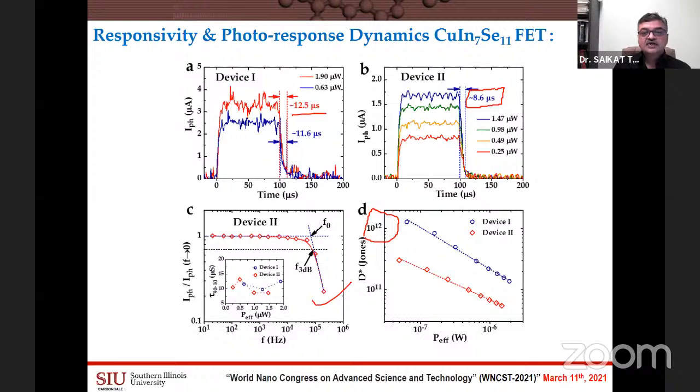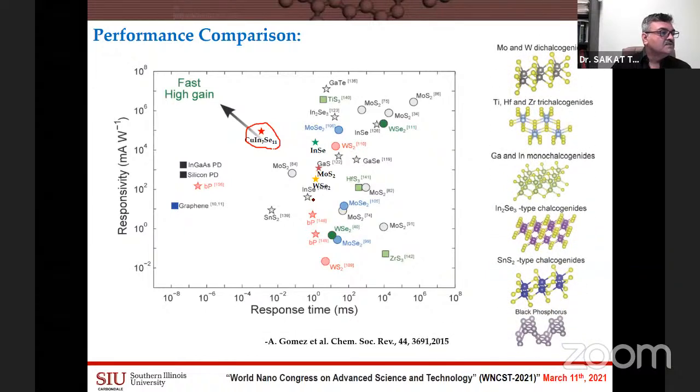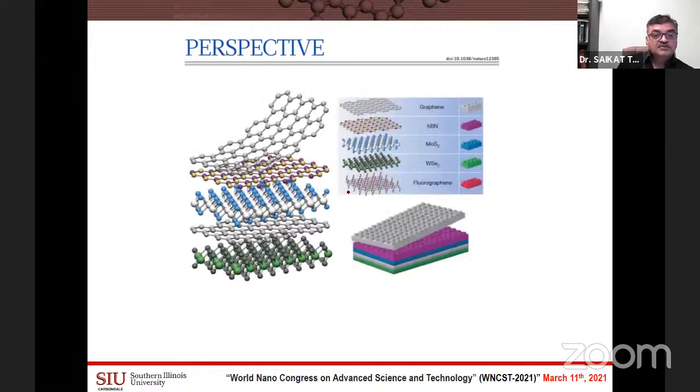broadband response, right? So now if I go back to the chart, you can see that copper indium selenide, at least what we have seen, is a little bit ahead of the game. But new novel materials are needed to figure out how to get to a fast and high gain material.